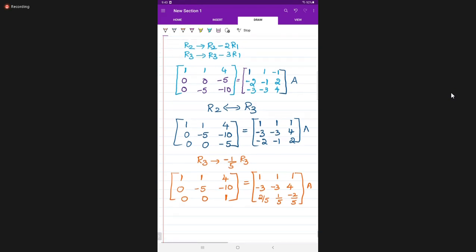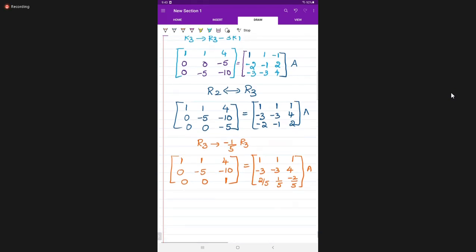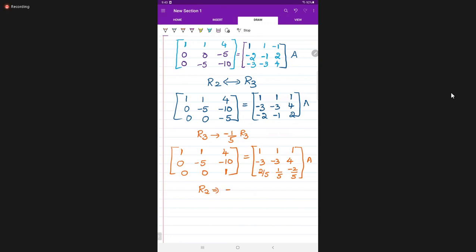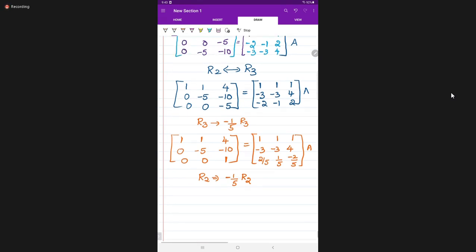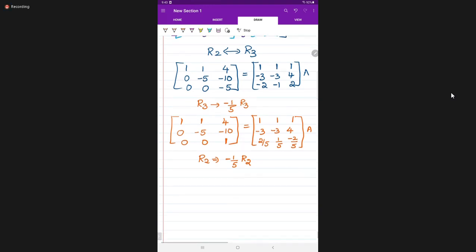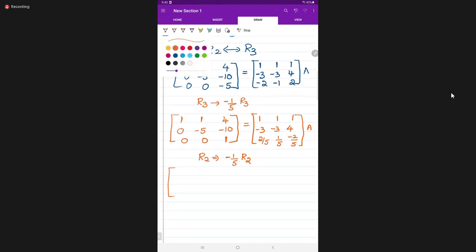Next. R2 same, we also divide by minus 5. Very good. Minus 1 by 5 into R2. Tell me. 1, 1, 4, 0, 1, minus 1, minus 2, 0, 0, 1. Sorry, 0, 0, 1.